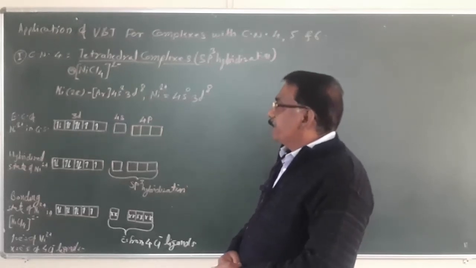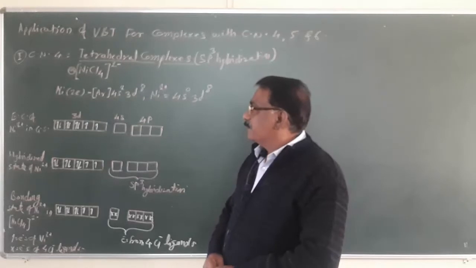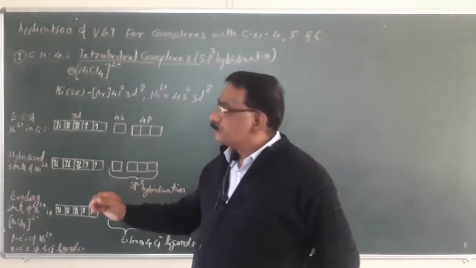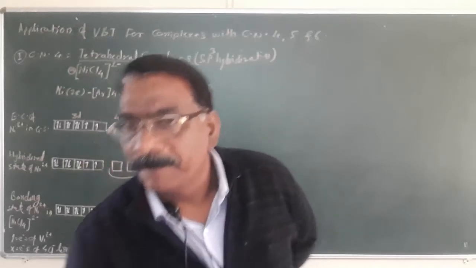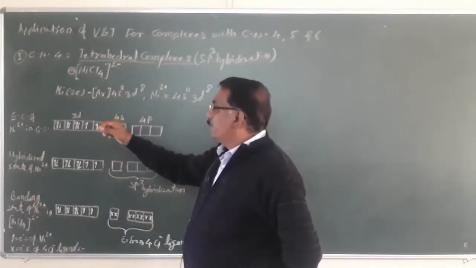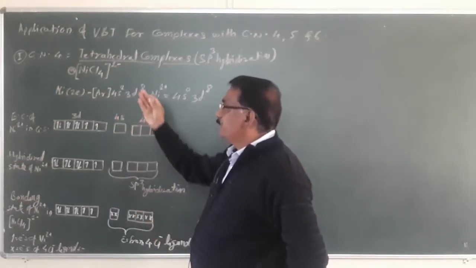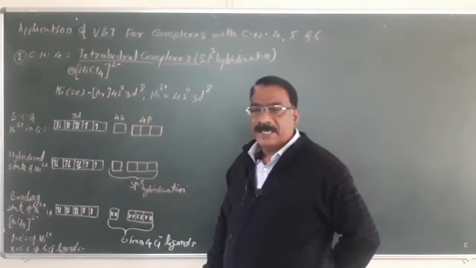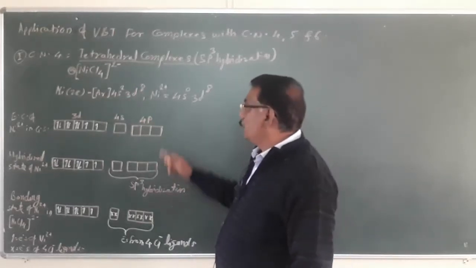First example, NiCl4 2 minus. In this complex, the central metal atom is nickel. The electronic configuration of nickel is argon core completed, 4s2 3d8. In this complex, Ni has a plus 2 oxidation state, that is Ni2 plus.